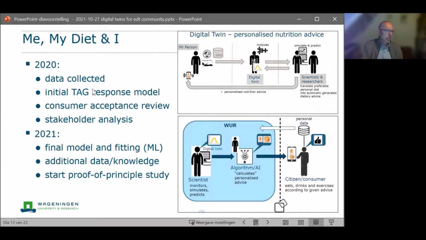And what you can see here is in the different years, we also have spent time collecting data, investigating how people would respond to this advice, because we could have this wonderful idea of presenting them with an advice, but do they follow it up at all? To see if they accept it, and also to see what people are interested in using this.